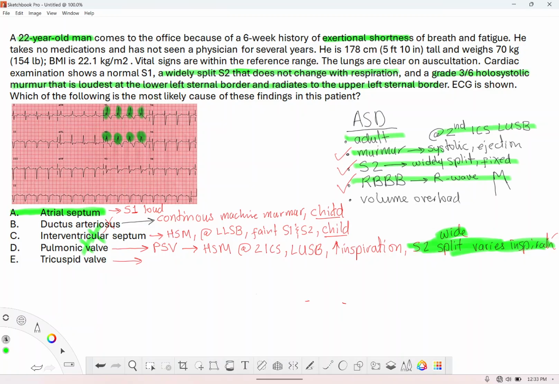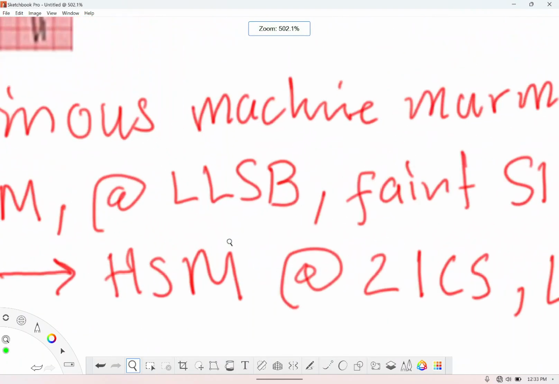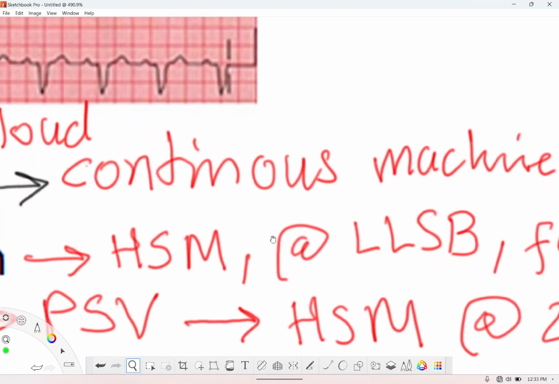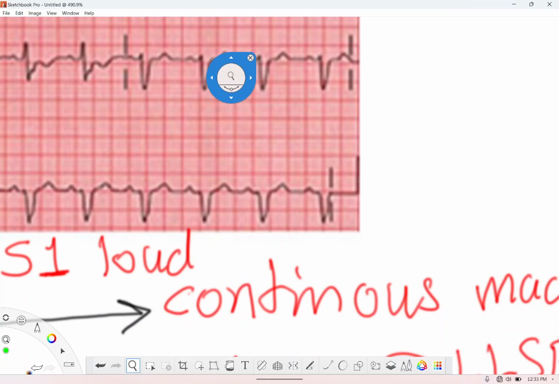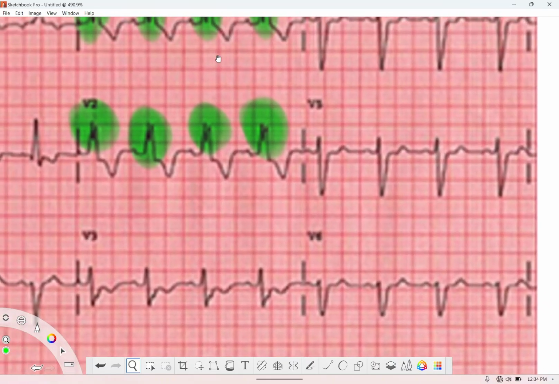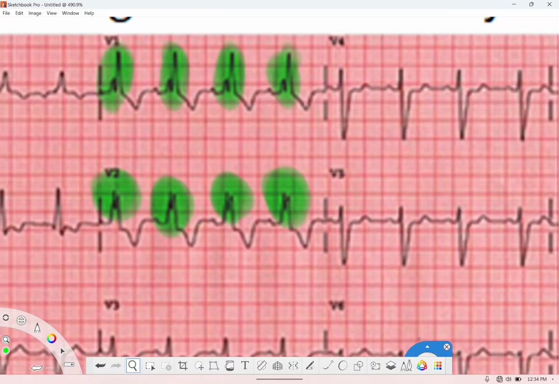The next thing is I wanted to make this a little bit bigger so you can see the EKG. There you go. So EKG. You can see the R waves. So you see the R waves? They're doubled. You see that? They're doubled. And that is indication of right bundle branch block.